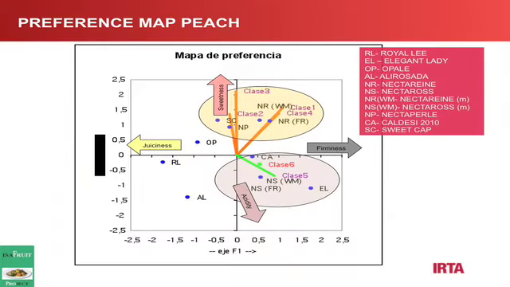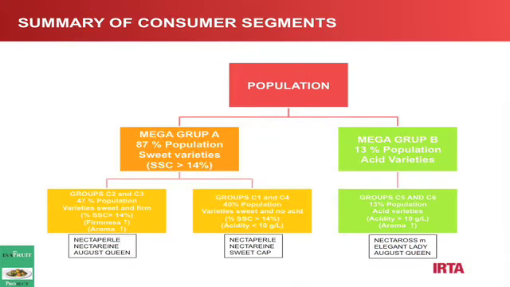Now, that's the map. We had sweetness in one direction, acidity in another direction, and firmness and juiciness in the other direction. There is another dimension which is important for peach, which in apple is present but not as important as in peach, which is aroma. Aroma was the third dimension, becoming quite statistically significant.